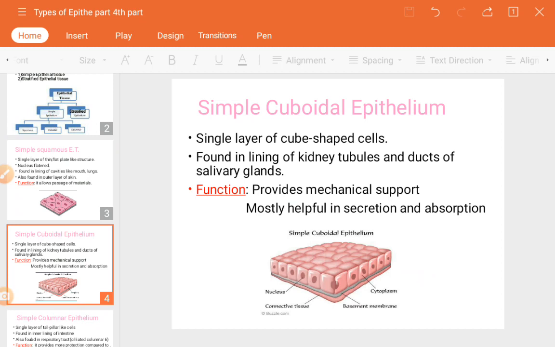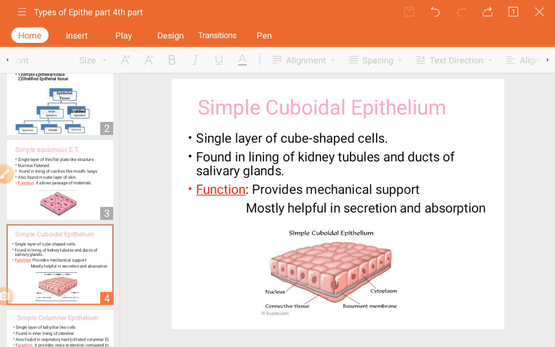As for example, like the honeycomb, okay. So the single layer of cube shaped cells. The simple cuboidal epithelium structure is a single layer having cuboidal cells. It is found in the lining of kidney tubules. The kidney has nephrons, guys. The nephron is nothing but a tube-like structure which is very elongated.